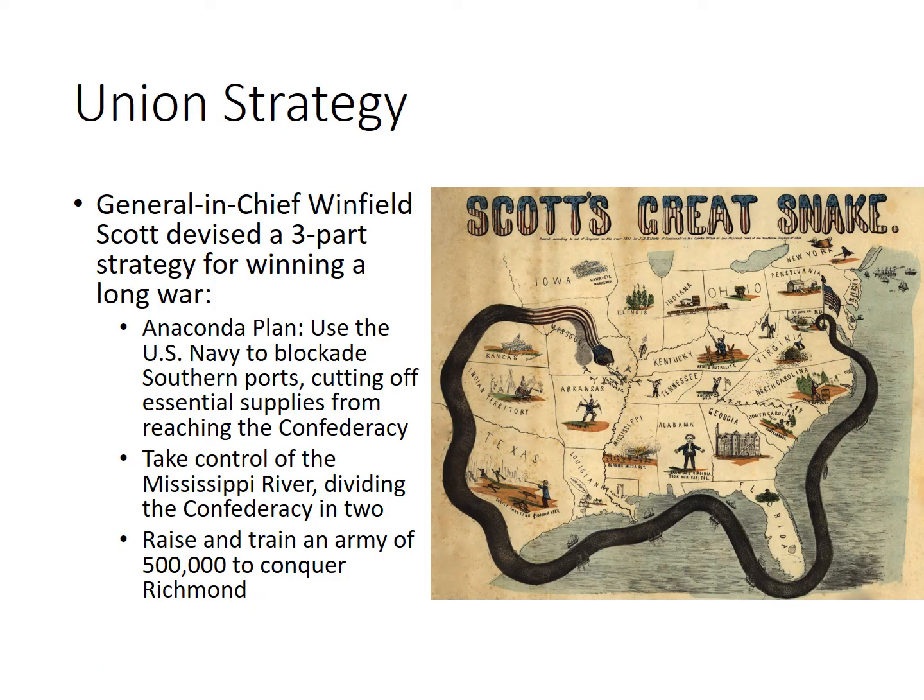So Union strategy in the beginning of the war was created by General-in-Chief Winfield Scott, and it was a 3-pronged strategy. The Anaconda Plan, which was to use the U.S. Navy to blockade the southern ports, cutting them off from essential supplies. Taking control of the Mississippi River, which would divide the Confederacy in two, and raising and training an army of 500,000 to conquer Richmond. The first 2 parts were a lot easier to achieve than the third, and after the Union defeat at Bull Run, the Federal armies experienced a succession of crushing defeats as they attempted various campaigns in Virginia, each one less successful than the one before.